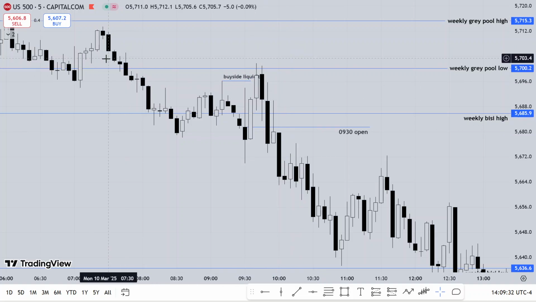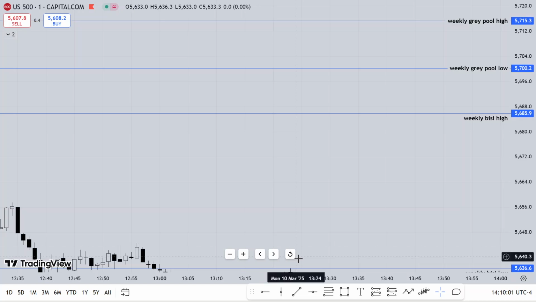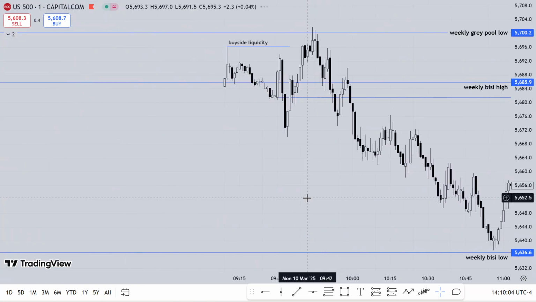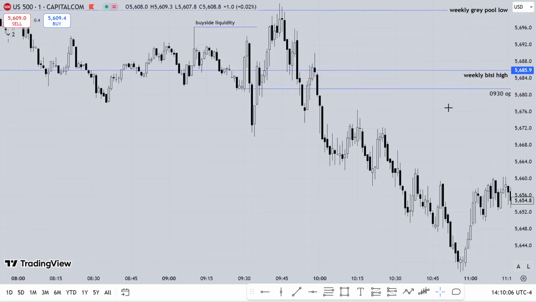This is the higher time frame PDRA acting as a dominant PDRA, making the narrative of a sell, making the narrative of expecting a sell side delivery of price solidified. So price rallied higher to the gray pool low, that's the weekly gray pool low, then dropped lower. Now we're going to drop to the 1 minute time frame to get a clear view of the inner workings of IPDA.